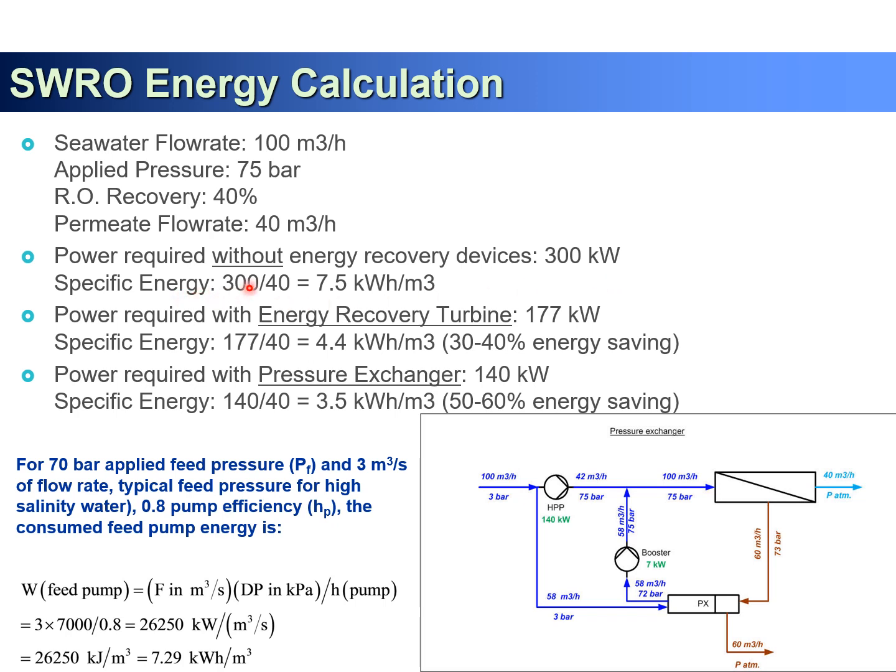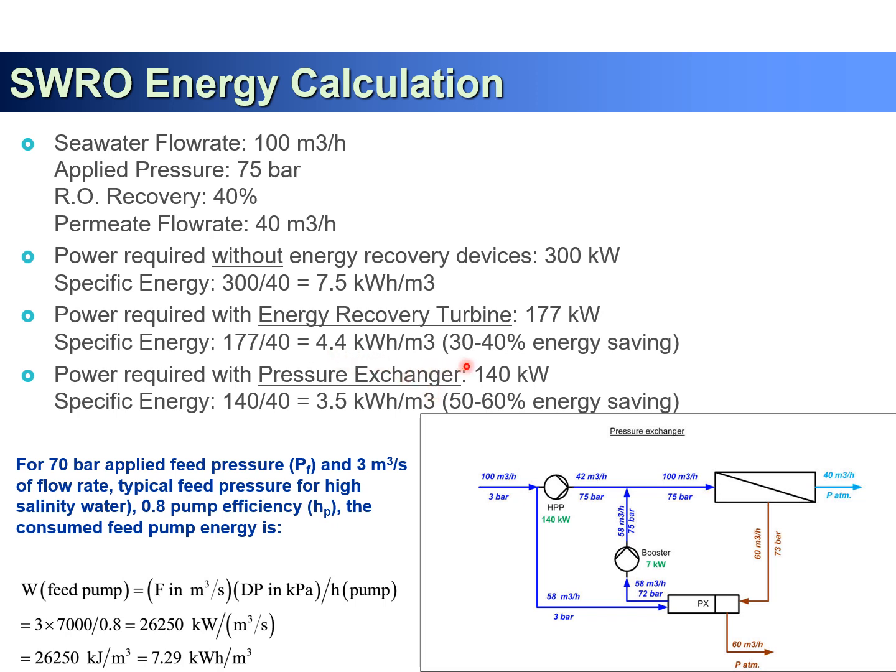and then we just divide by the overall flow rate in cubic meter per hour, and this will lead to 7.5 kilowatt hour per cubic meter without energy recovery device. This value can be calculated from your energy metering system. And power required with energy recovery turbine and energy recovery pressure exchanger will save your energy cost.